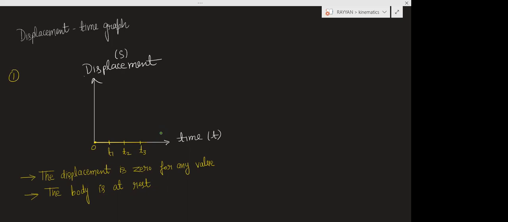Here, O is the origin. What is the meaning of origin? Origin is the starting point or the reference point from where all the measurements we are taking.